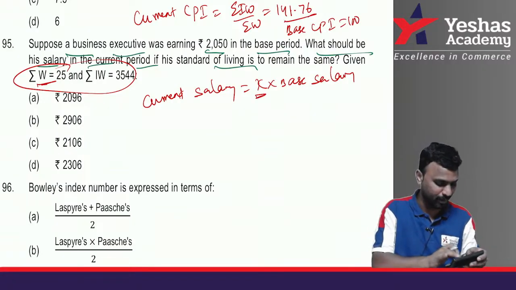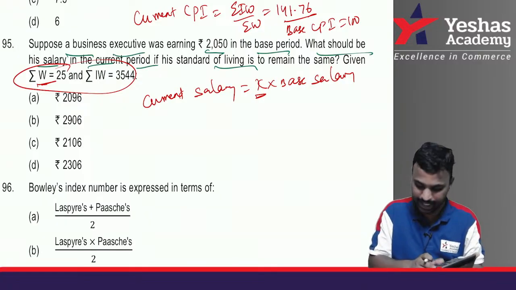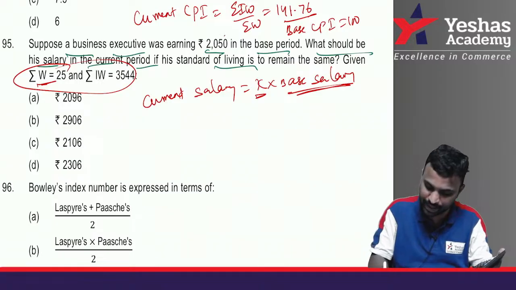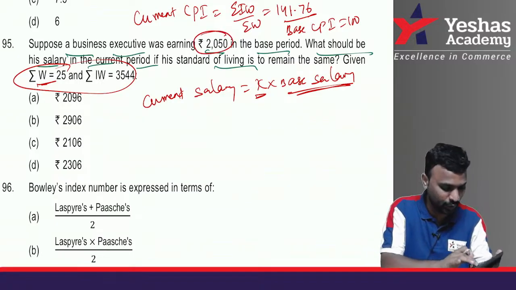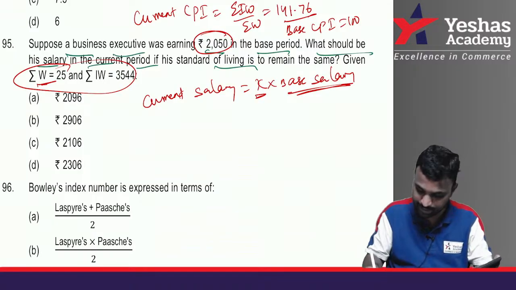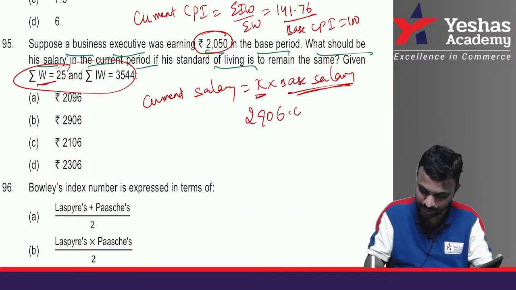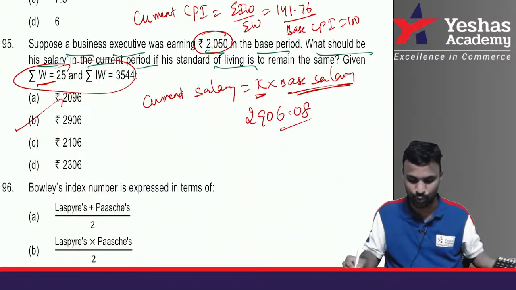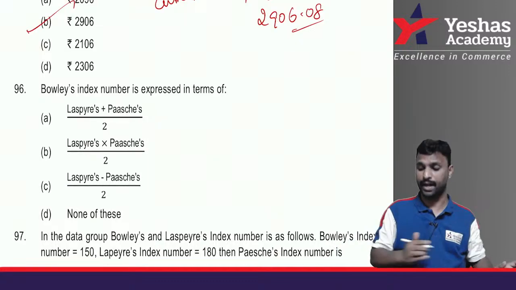Guys, K is nothing but current CPI by base CPI. So 141.76 divided by 100 gives you 1.4176. Just multiply that with the base salary, which is 2050. Correct? 1.4176 into 2050. The result is 2906.08. The nearest answer is 2906. Option B is the right answer.